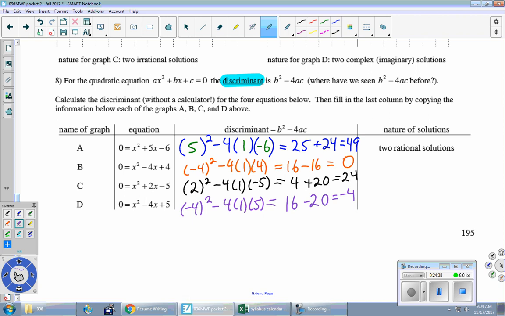Okay, and then we're going to fill in this last column here, which is the nature of the solutions. We're just copying the answers that are below each of the graphs. So the graph A in the top left, right below the graph, it says 2 rational solutions. What did it say for part B? 1 rational solution. What did it say for C? 2 irrational. And then finally D. 2 complex.